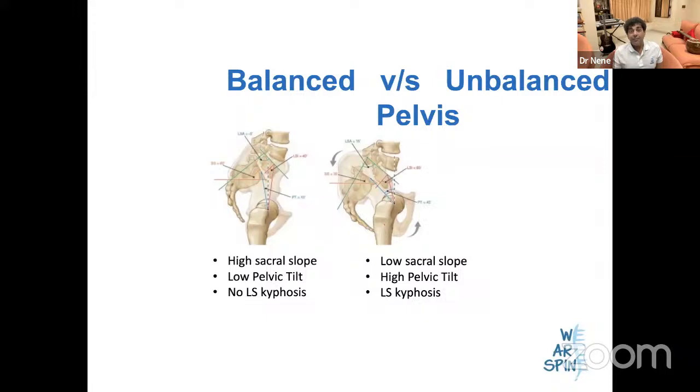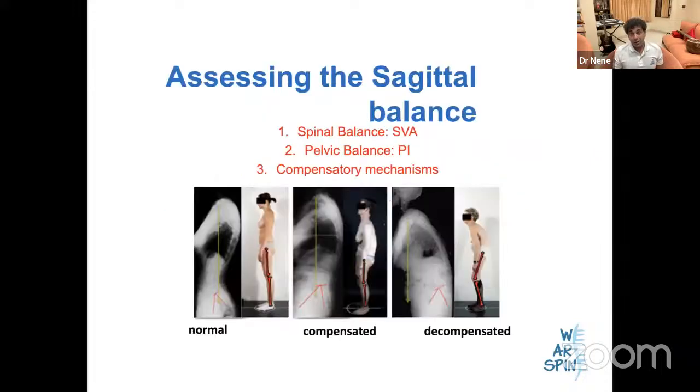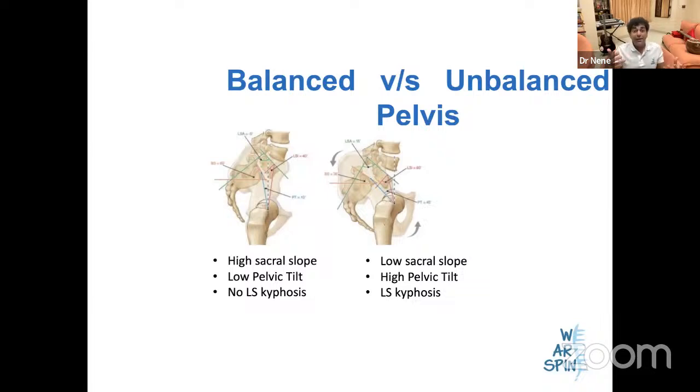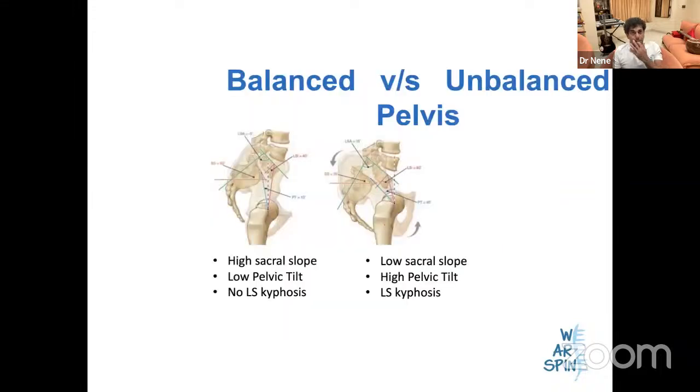If you have an unbalanced pelvis, it has a low sacral slope, which means the sacrum is standing up, a high pelvic tilt and a lumbosacral kyphosis, especially in a high-grade spondy. You've got to see the spinal balance. So an unbalanced pelvis with an unbalanced spine becomes a red flag. This is specifically alluding to spondy reduction, which we are not touching upon today. But if you have a high-grade spondy, when do you need to reduce it and when can you fix it in situ is a question that's commonly making the rounds.